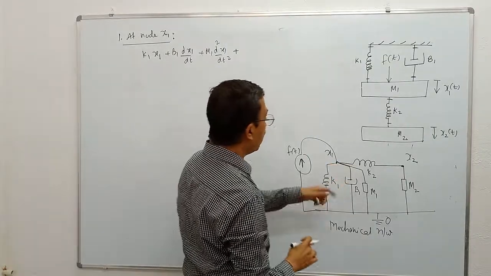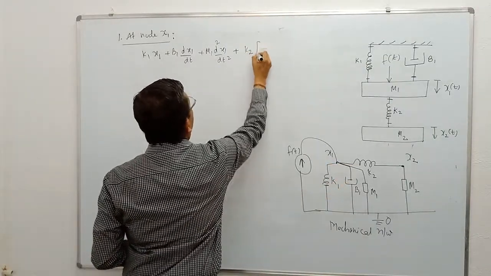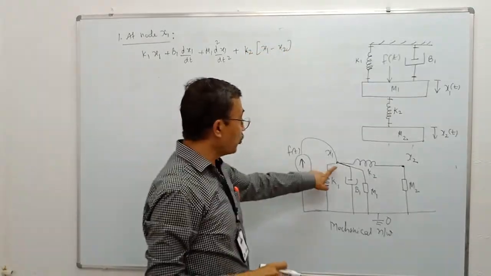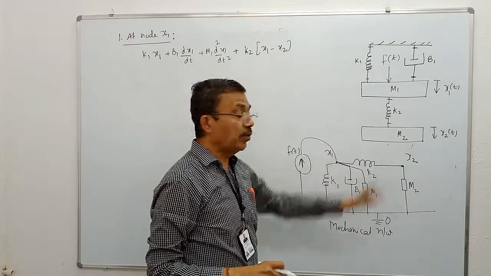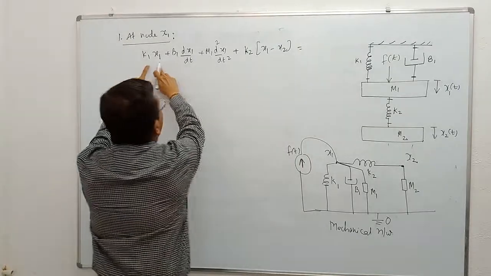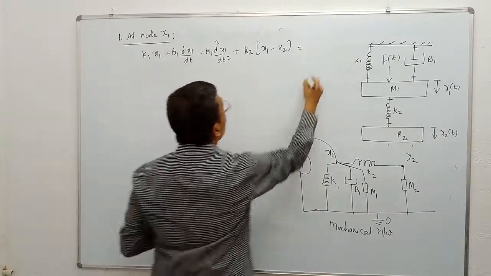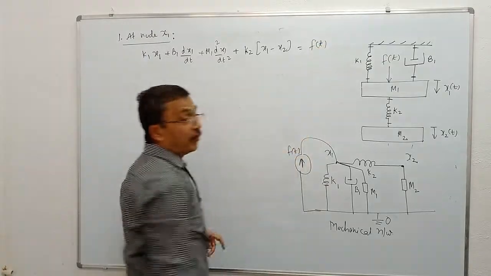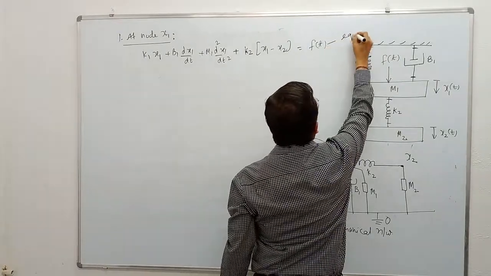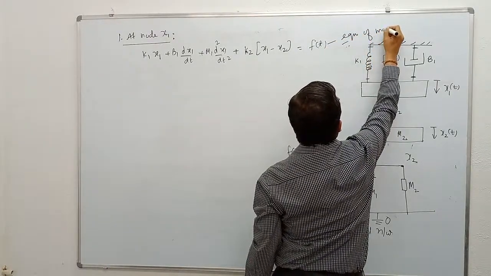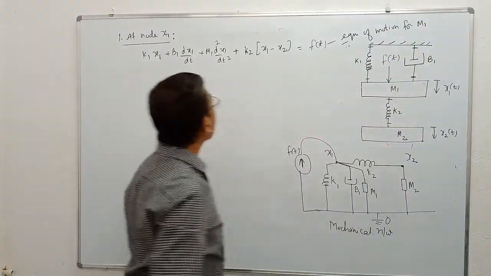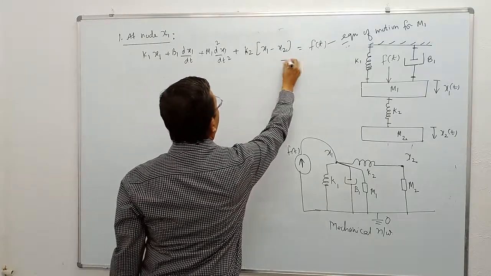What is reactive force in K2? It is K2 into x1 minus x2. Since we are writing the equation at node x1, x1 is always positive compared to x2, like we did in the nodal analysis of network analysis. The sum of the forces leaving node x1 is equal to the force entering. Force entering is f of t. So this is nothing but the equation of motion for mass m1, part A. This I call equation 1.